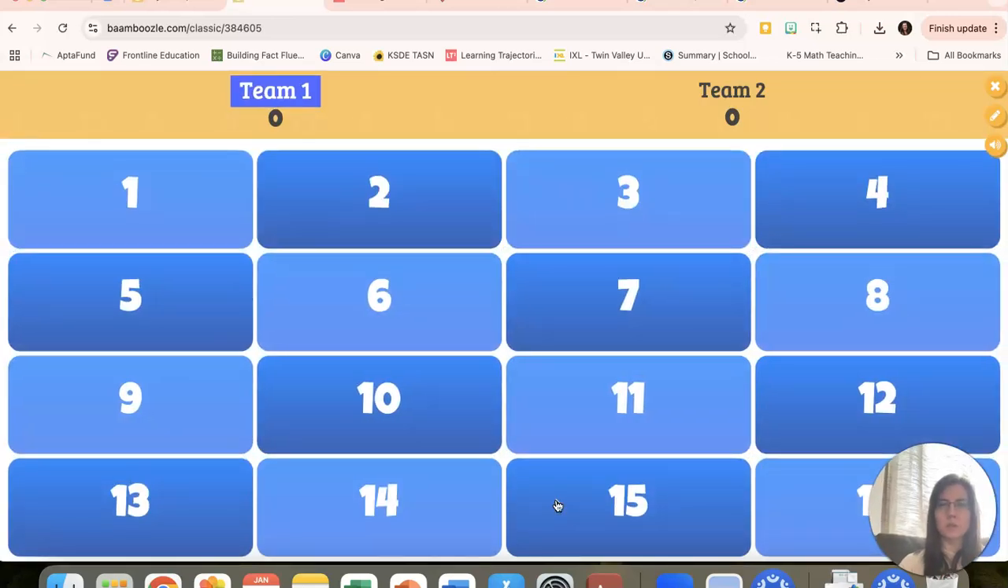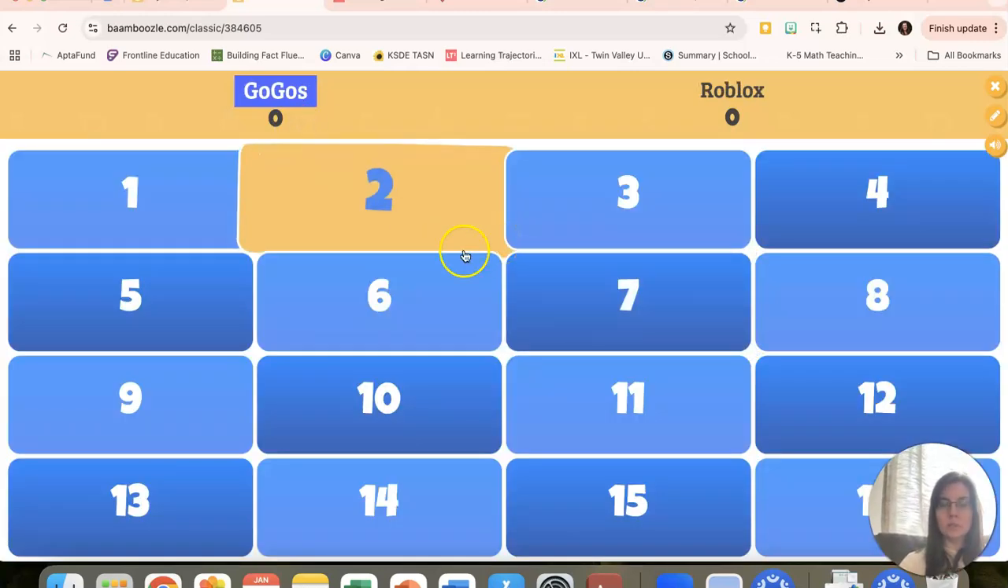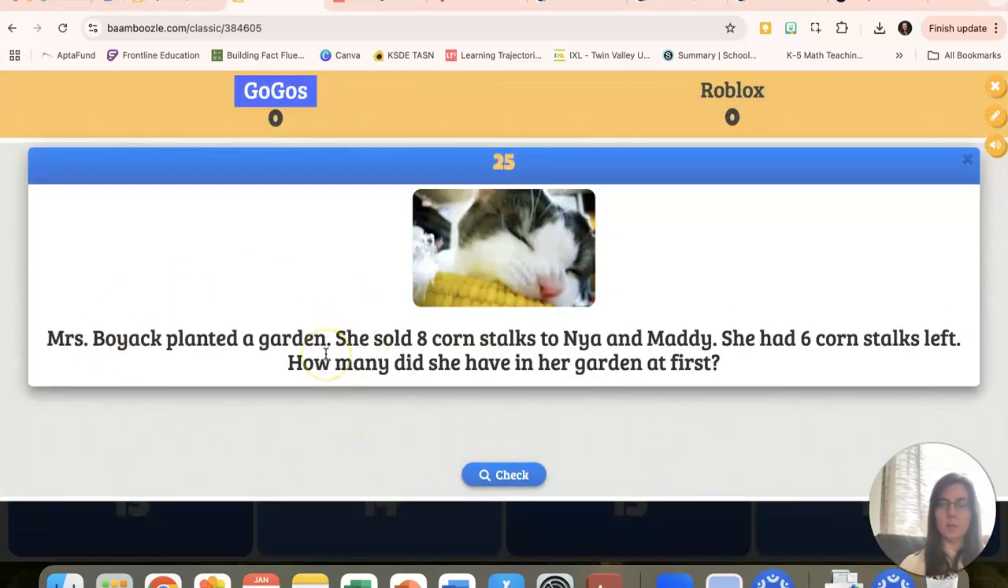But I'll just select one. So this comes up, and you can rename your teams up here. So your groups of students, if you already have them put together in small groups, could give themselves team names, you know, the Go-Go's and the Roblox, let's say. So students' teams take turns selecting a question. That question comes up with a word problem.